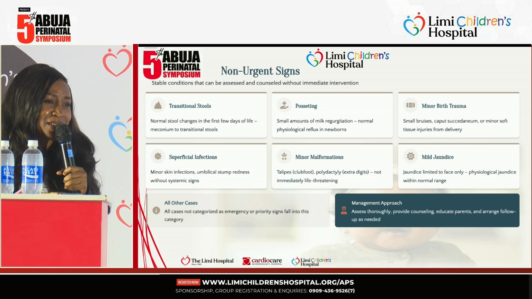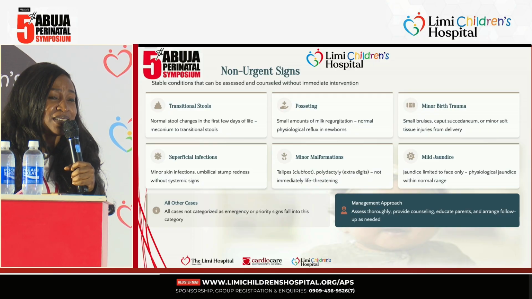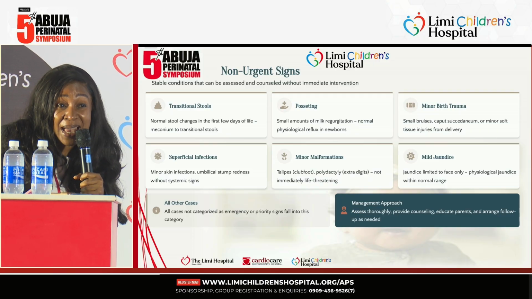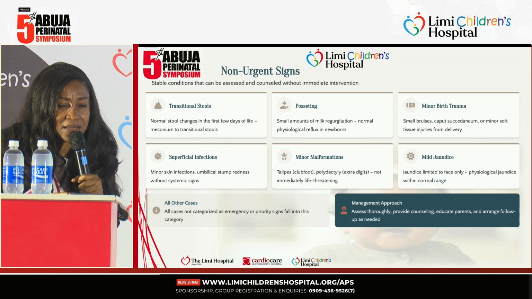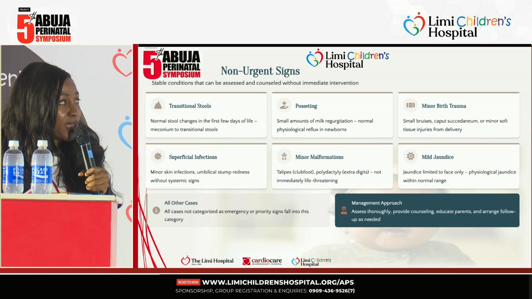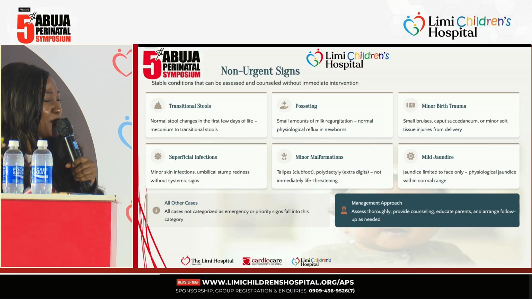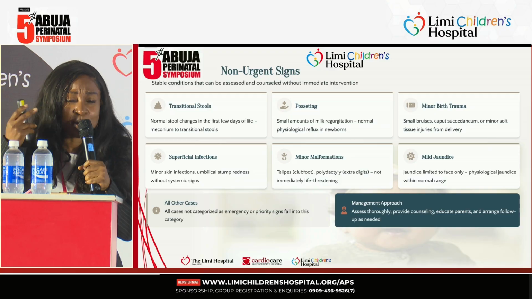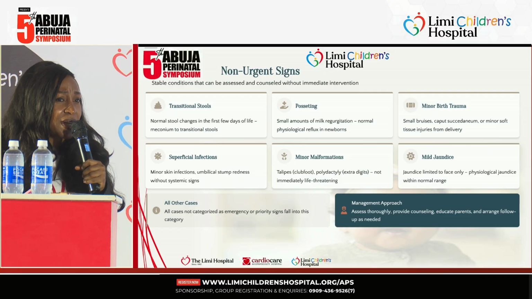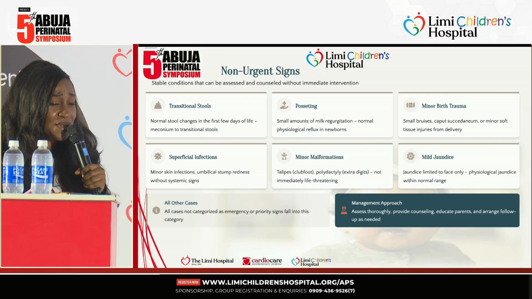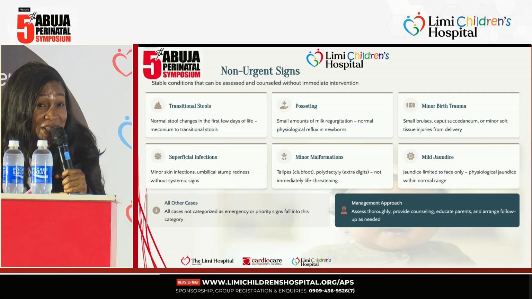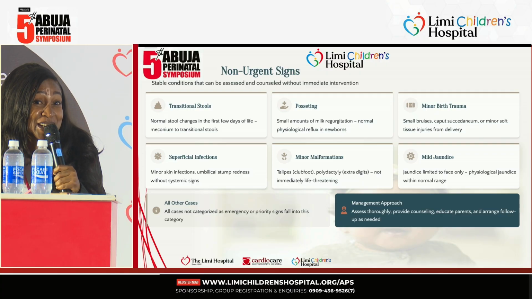Once in a while, they feed, bob, and sometimes they regurgitate their feeds. Yeah, it's okay, so you counsel the parents. Maybe minor birth trauma, conjunctival hemorrhage, caput succedaneum. I did not say subgaleal hemorrhage because that one is actually an emergency.